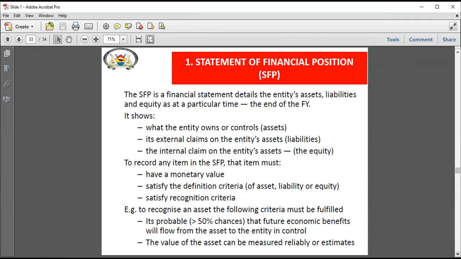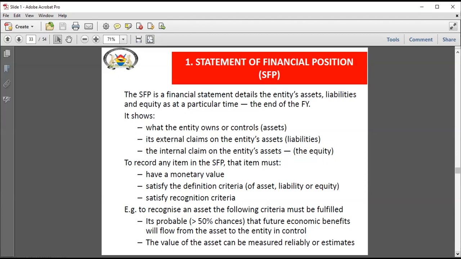So it's very important. What the entity owns are assets. Any external claims, those are liabilities. You also should be able to remember our definitions as per the conceptual framework. Then the internal claims, that is of course equity.